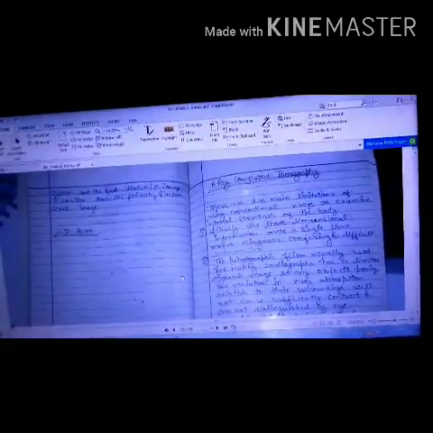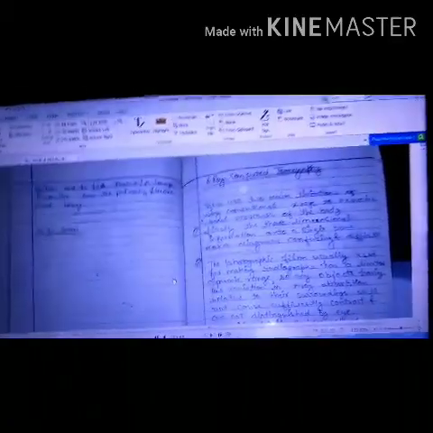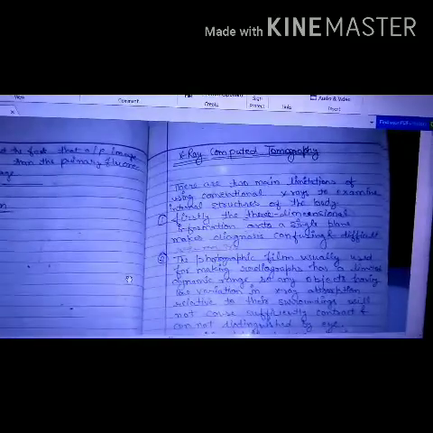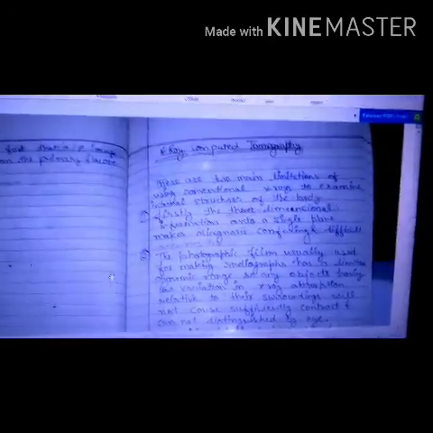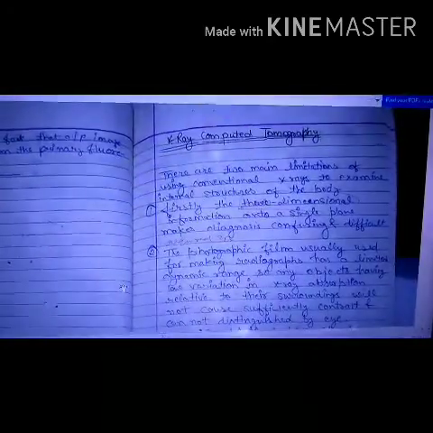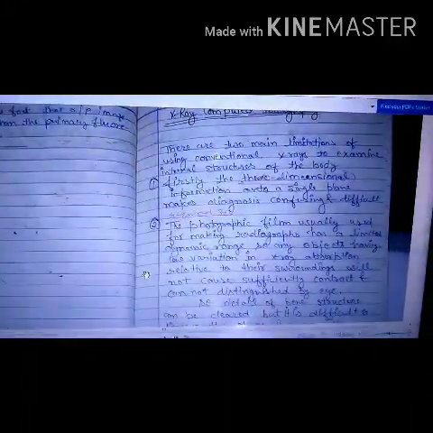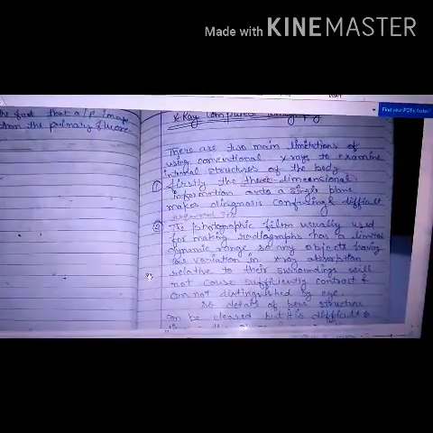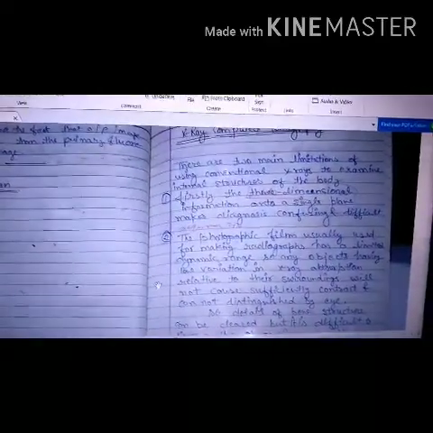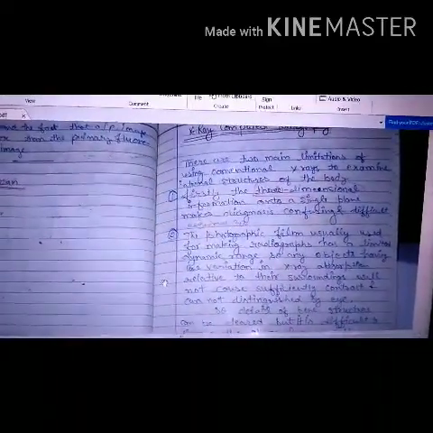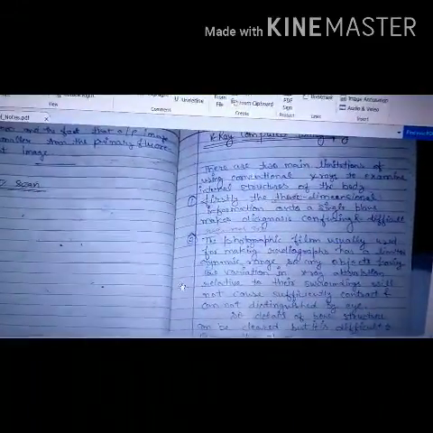and it makes diagnosis very difficult. Then, photographic film usually used for making radiographs has a limited dynamic range. So any object having a slight variation in X-ray absorption relative to the surroundings will not cause significant contrast and cannot be distinguished by the human eye. Again in this respect, we can take the example of the human rib cage, where one organ is lying over or below another organ.